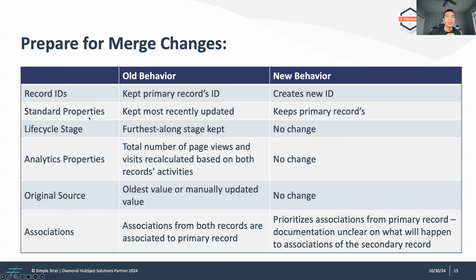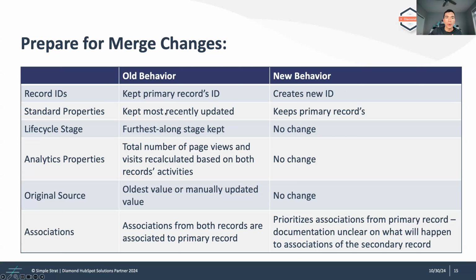So when you merge records, the record ID, it used to keep, so whenever you merge records, you choose a primary record. It used to keep the record ID of that primary record. And now what's changing is it's going to create a brand new ID. It will keep the IDs from the primary and the secondary record associated to that new record so that if you ever do an API request or something like that, it still is going to find the right contact or the right record for you.